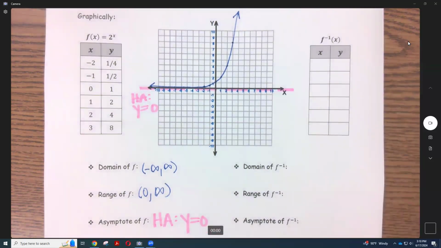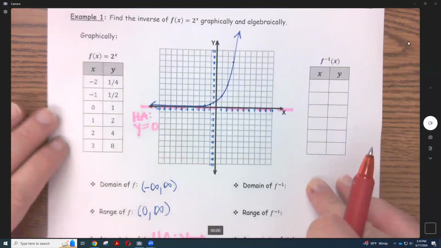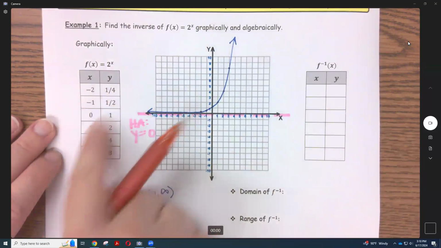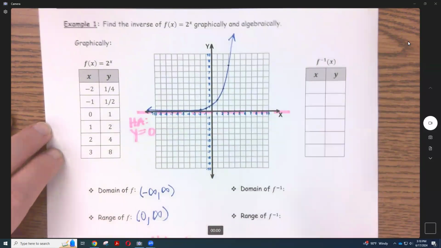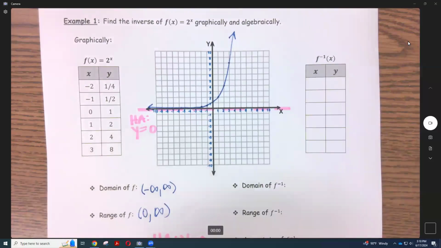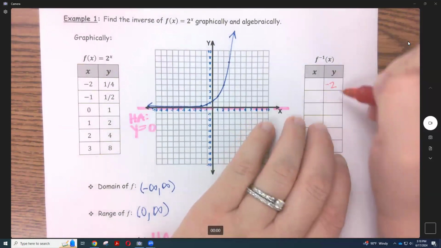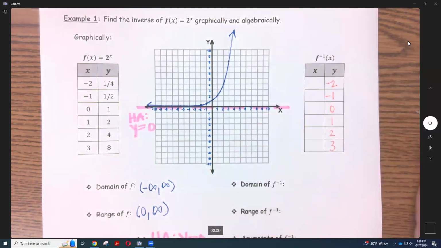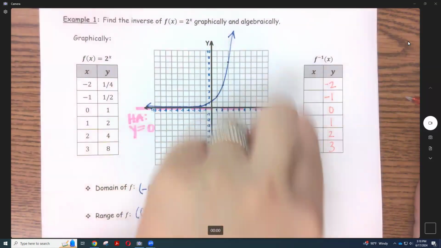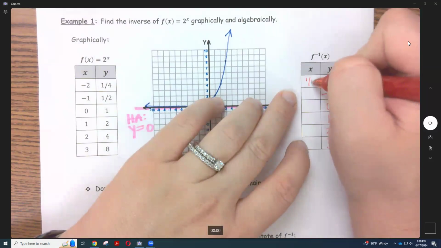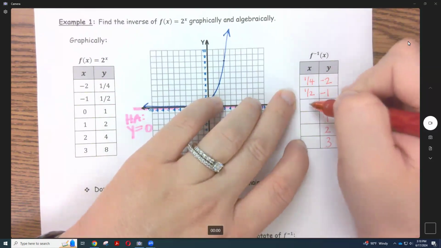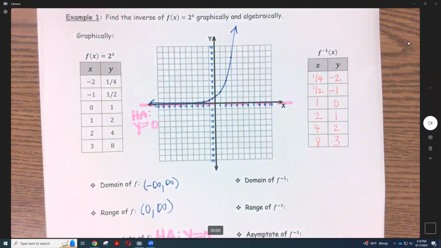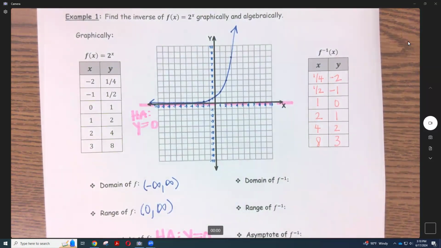So now let's go over here to the inverse. We learned in lesson 2 how to find the inverse: you take these ordered pairs and you switch that x and y. So I'm going to take this x column and rewrite it over here as my y column. And then I'm going to do the same thing and write my y column over here as my x column. Okay, I'm going to plot those. I'm not going to connect them yet until I talk about these points.